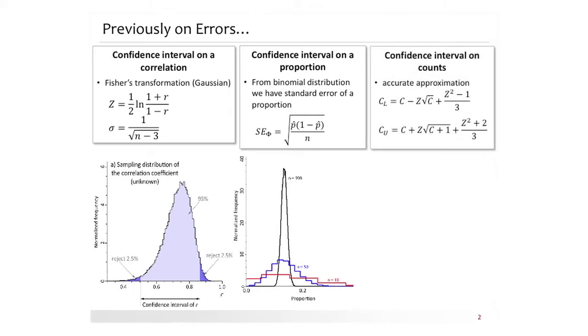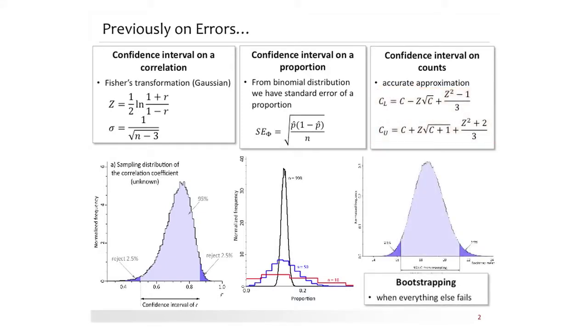I gave you some equations for a very nice and accurate approximation of confidence intervals on count number, where you just calculate these two numbers, and that's your confidence interval. So it's fairly simple. And I also mentioned very briefly bootstrapping, which is a computer-intensive technique, which might be used when everything else fails. So that was basically two lectures full of confidence intervals and all this complicated stuff, and this is finished now.